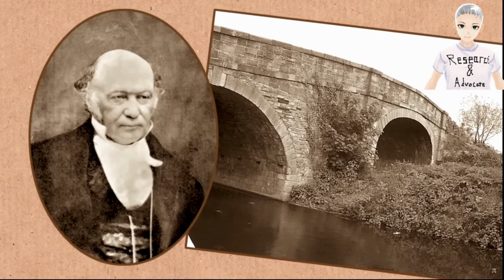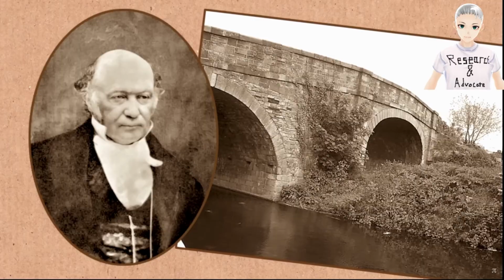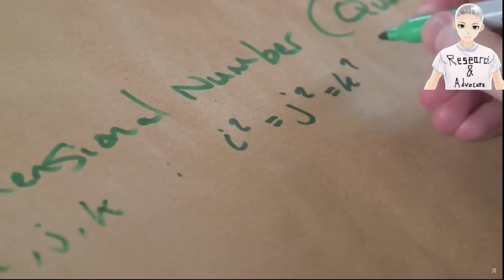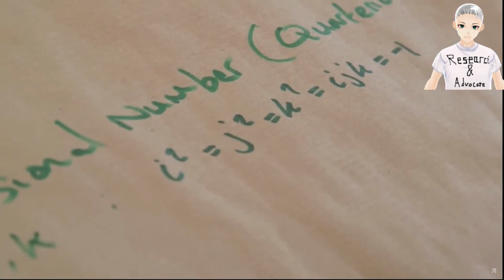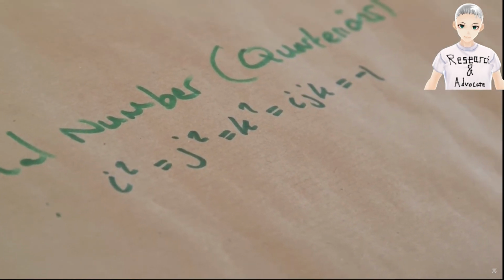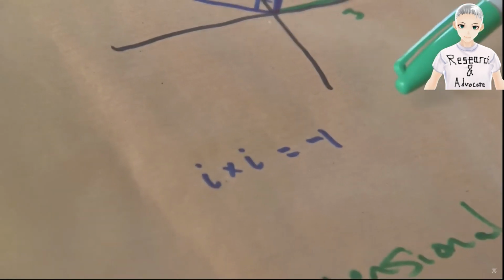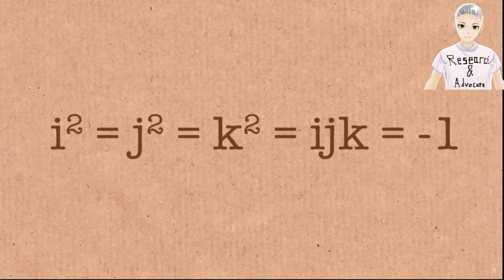So flushed with this, he immediately walked over to a nearby bridge over the canal, and he carved in the rules that he needed to make this work. These are the rules that he carved into that bridge. I squared is equal to J squared, which is equal to K squared, which is equal to I times J times K, which is equal to -1. It's very similar to the complex number idea. The complex numbers, I squared equals -1. That's what we needed for that. It's very similar, but no, we need I, J, and K.